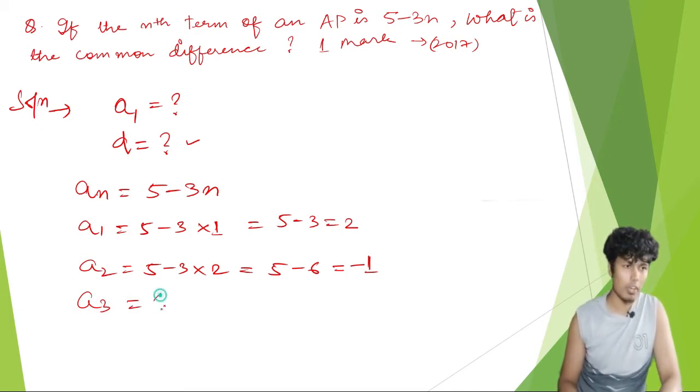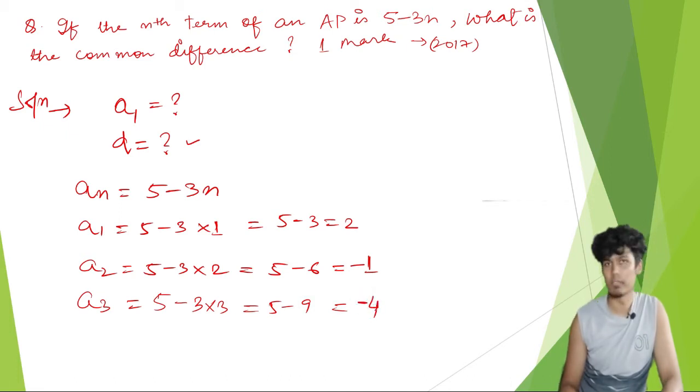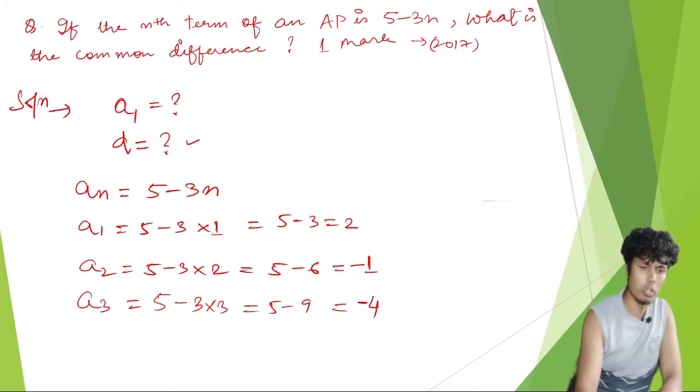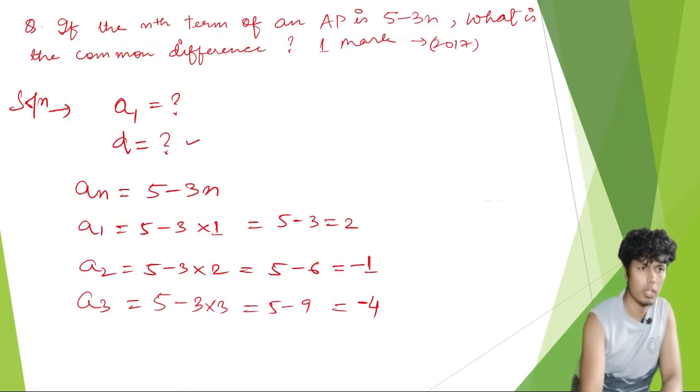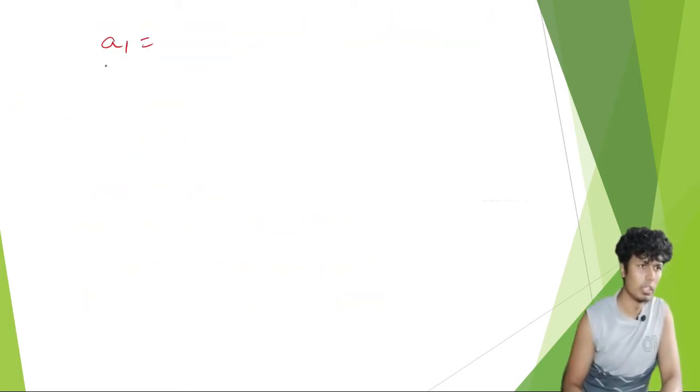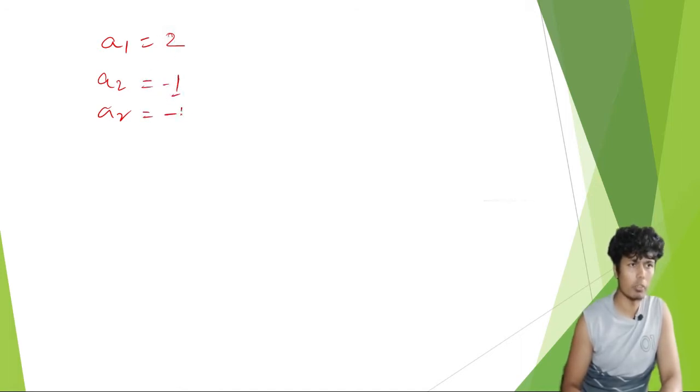Okay, 5 minus 3 into 3 is equal to 5 minus 9, equal to minus 4. So that's all. You can keep finding other values even. So here a1 was 2, a2 was minus 1, a3 was minus 4. The sequence is 2, minus 1, minus 4.